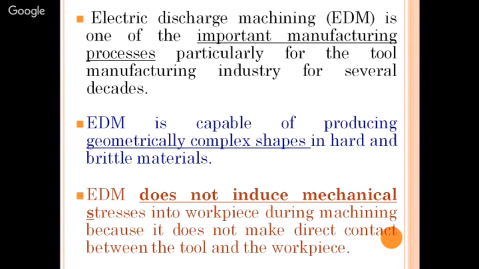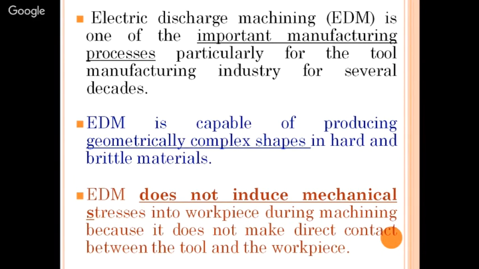So I am not here to explain the principle of electric discharge machining. What I would like to give you is an idea of what new things are going on in electric discharge machining. Electric discharge machining is one of the most important manufacturing processes. These days it is available in each and every industry. So due to this reason, sometimes it is called a conventional machining method.